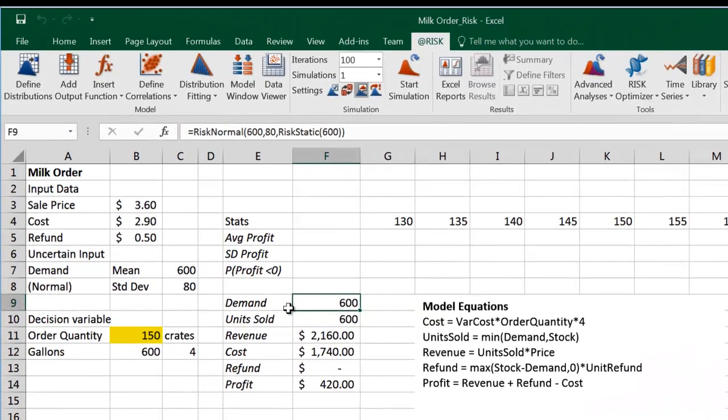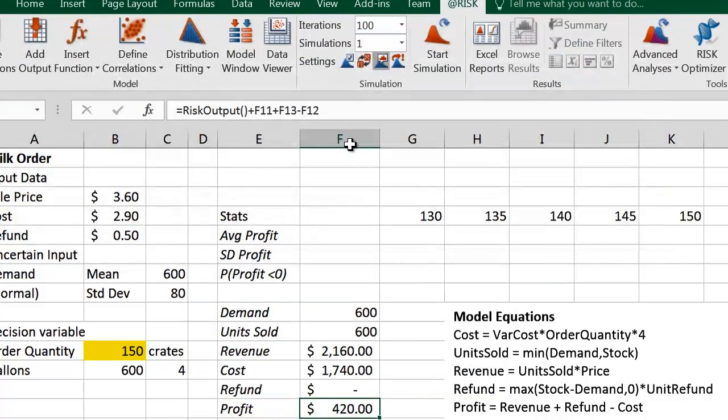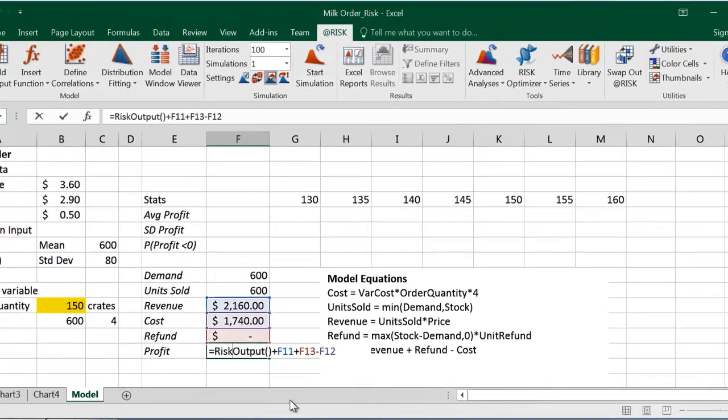The next thing I need to do is highlight what is my output. So I have here that the output is going to be the profit. So I come here and I say highlight that as an output. It gives me the opportunity to check the name. I said okay. And now if I examine the formula, what it did is add this RiskOutput function at the beginning of my calculation. And that's just to indicate that this is an output. Okay, so in that sense, I'm done.